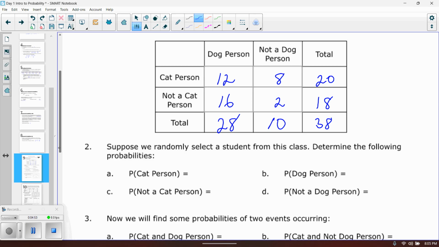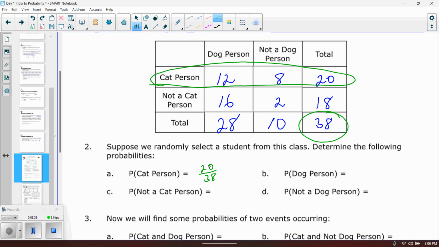All right, so the first one says, we want the probability that you have a cat person or somebody that owns a cat. So we're going to take a look at the cats only row, this one right here. The probability that somebody owns a cat. Well, there are 20 people that own a cat out of the total of 38. So the probability is 20 over 38. And again, that could be reduced. It could be put into decimal form. It could be put into percentage. But 20 over 38 is perfectly acceptable.